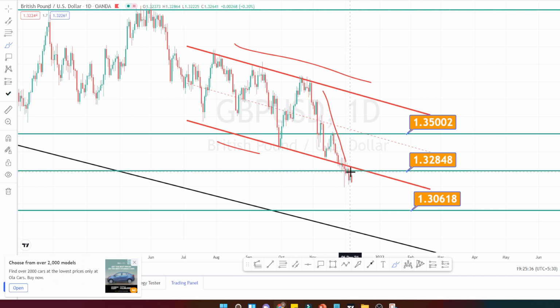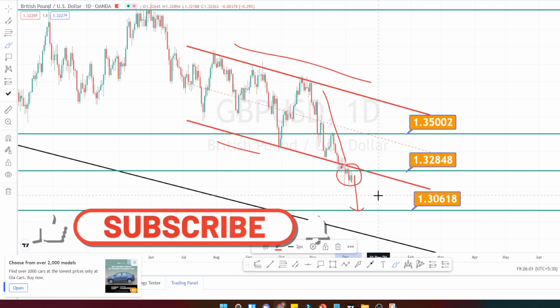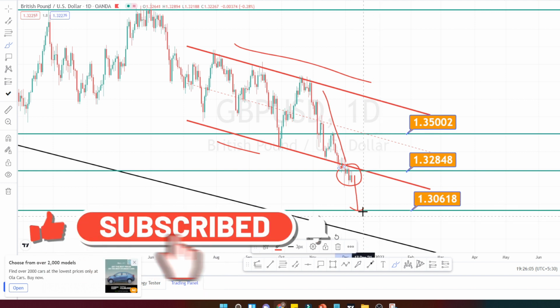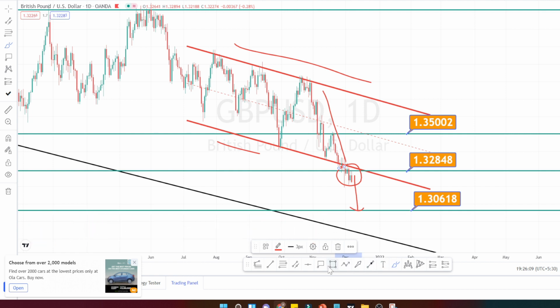Here also we had a previous support level which is from the daily time frame. This was also bridged very easily. So current market is in the process of testing this next level of support which is around 1.30618, and we can clearly notice that downside momentum is very strong in these currency pairs. If this support doesn't hold, we can expect it to fall further, take support on this dynamic support level.